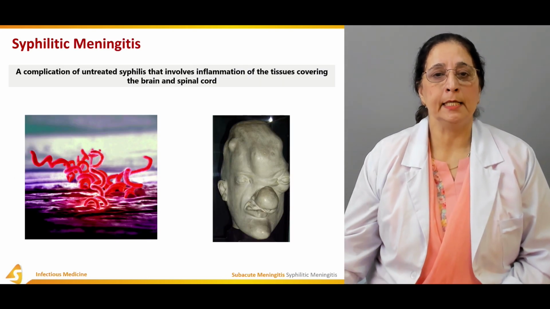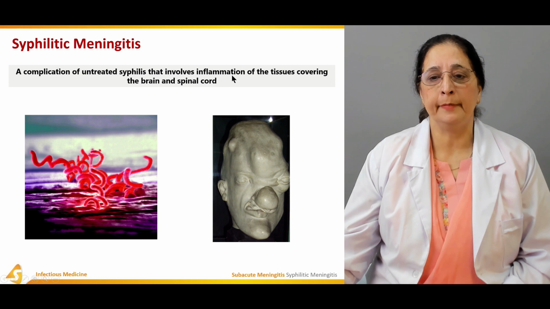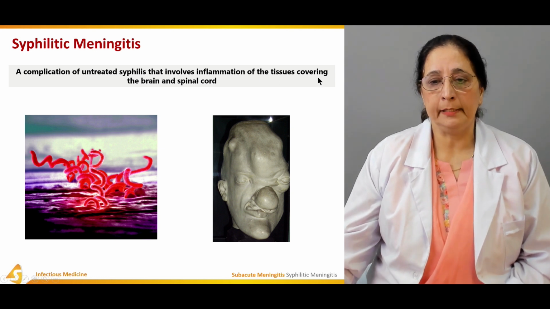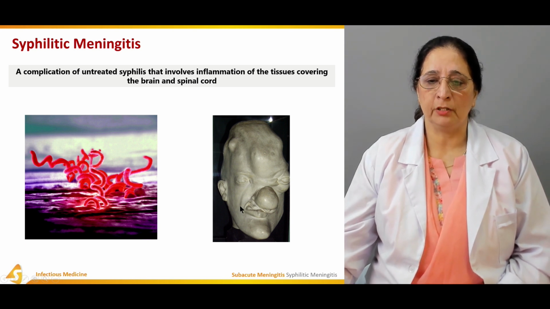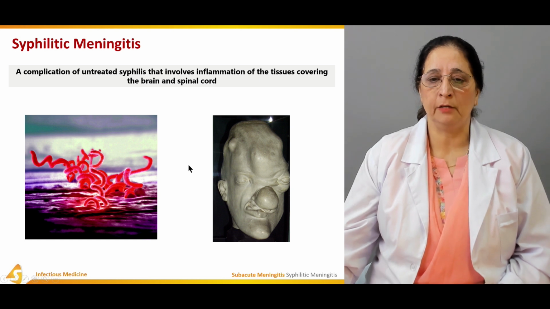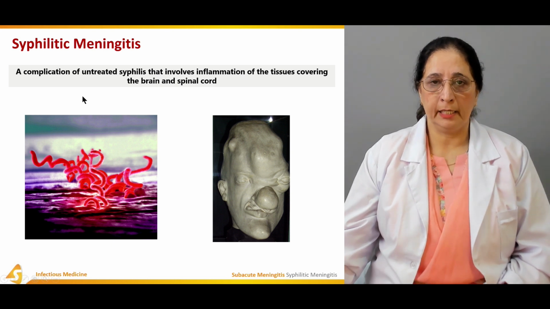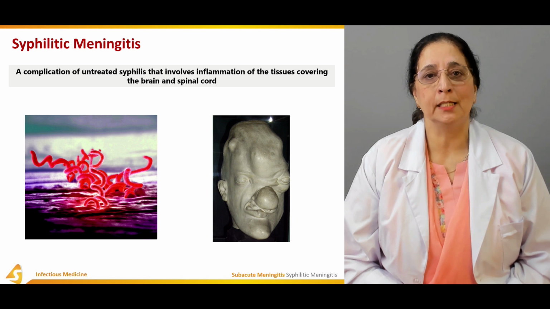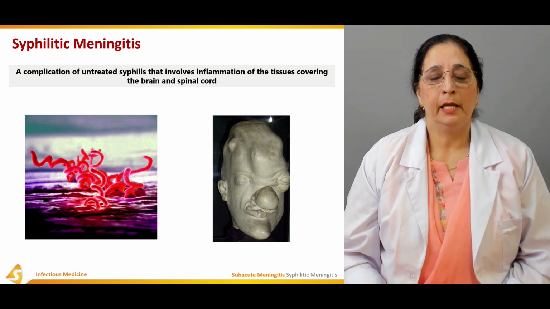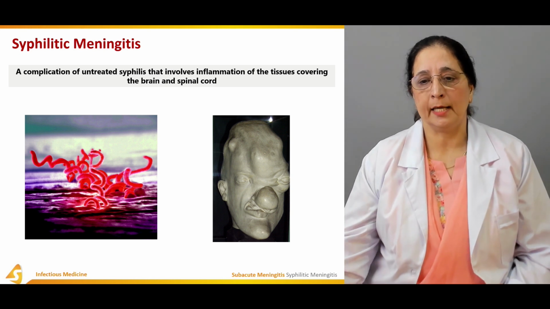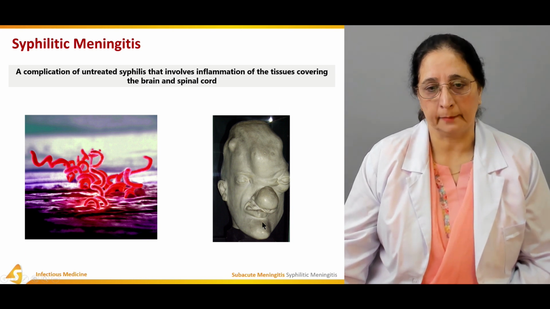Syphilitic meningitis is a complication of untreated syphilis that involves inflammation of the tissues covering the brain and spinal cord. This is a very bad picture of a syphilitic patient with involvement of the central nervous system. If syphilis is not properly treated, it can cause inflammation of the tissues covering the brain and spinal cord, and that's the picture that can be the outcome.